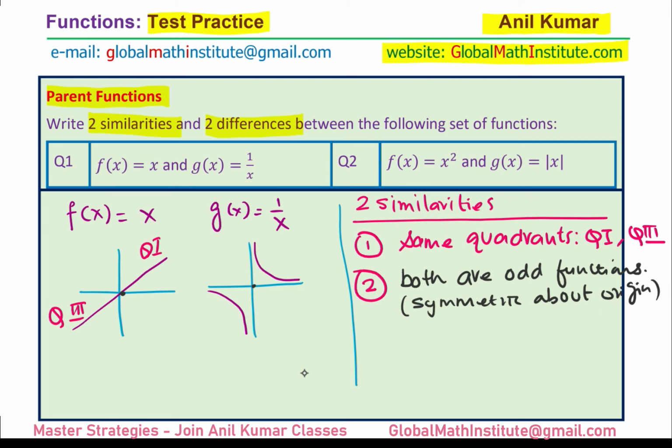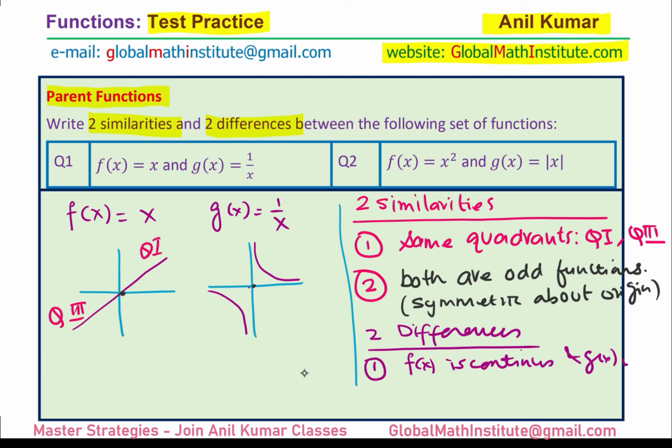Now, let's look into the differences of the two. There are plenty of differences, right? I know you can always write more than what I am going to show you. So write two differences. One could be that f of x is continuous and g of x is discontinuous.